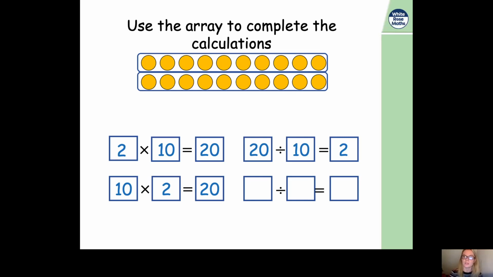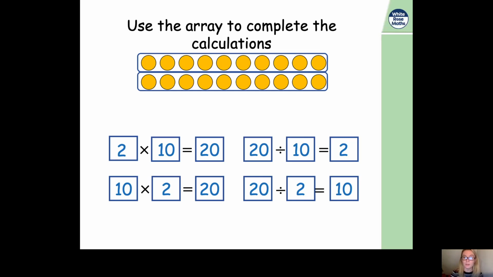Okay, let's do our next division number sentence by using sharing. So we've got 20 counters, and I'd like 2 groups. How many in each group? Well, can you see there are 2 groups on the array already drawn? And how many counters are in each group? Yes, that's right. There are 10 counters in each group. So we can write 20 divided by 2 equals 10.